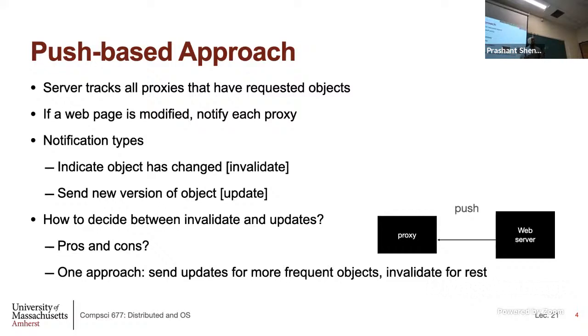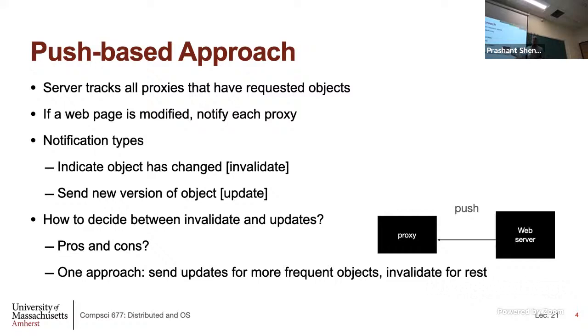Now, the notification can be one of two kinds. You can just send a message saying this web page has changed, remove it from the cache. That's called an invalidate notification, or invalidate message. Or you could send a new version of the object, which is a web page in this case, directly to the cache, saying the web page has changed and here's the new version. So you can then replace the version that's in the cache with the new version. That's called an update message, where you actually send an update to the content.